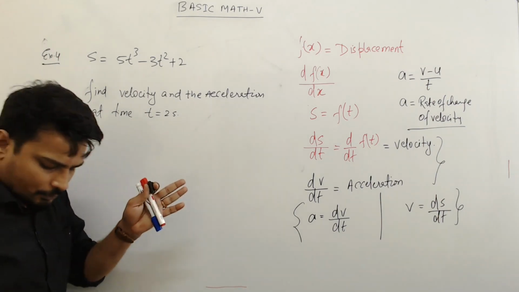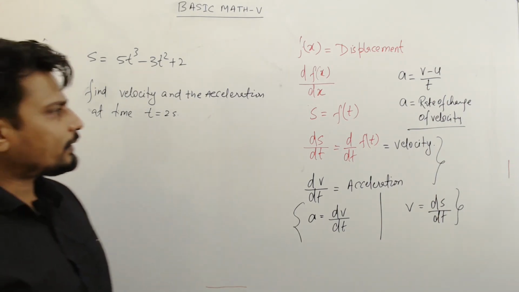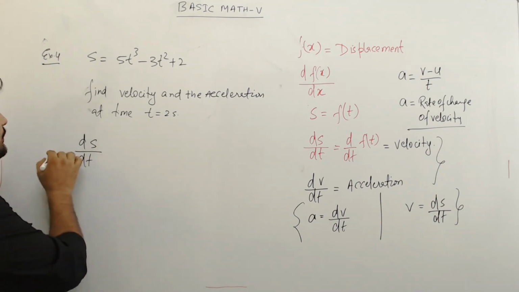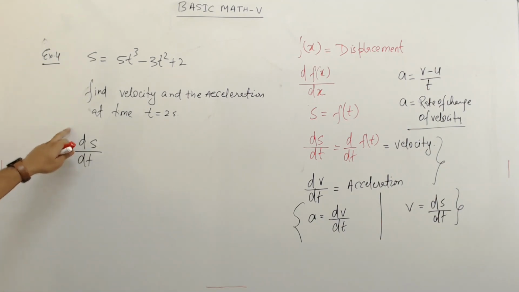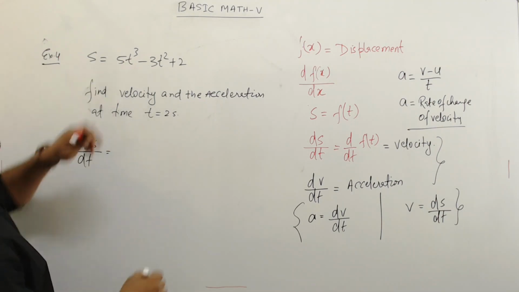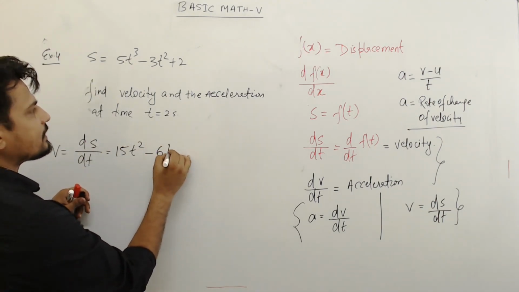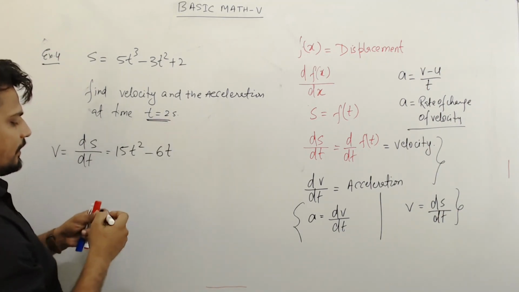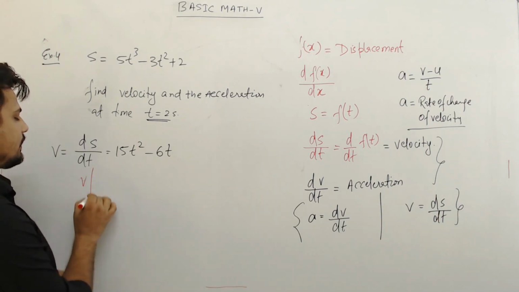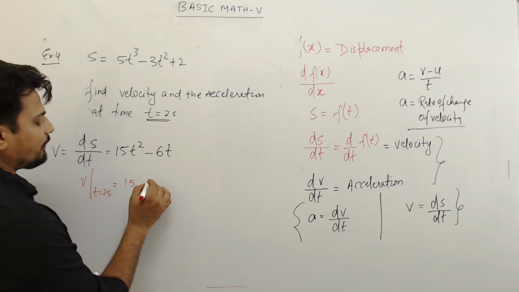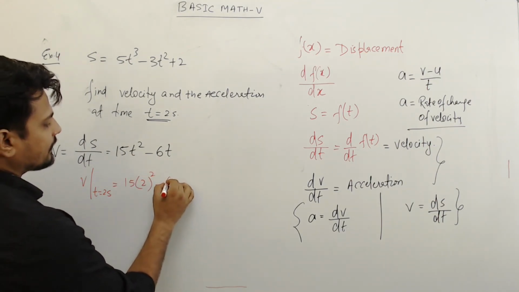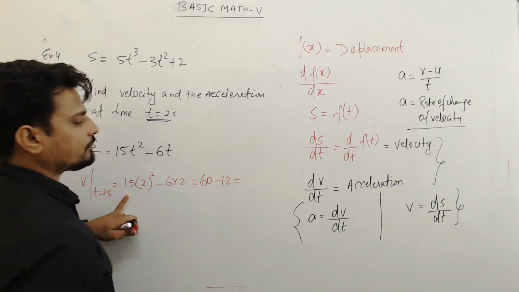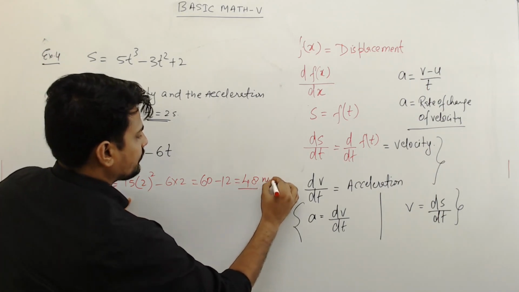If this is the format of the question given to you, you need not worry. You need to understand one thing, that this is what you have already. So let me first find ds upon dt. Why am I doing it? Because this is going to give me the velocity. So the velocity, as we all know, is ds upon dt. This is going to be 15t square minus 6t and of course plus 0. So I have got the expression of velocity. At what time do we need to find it? At time t equals 2 seconds. So the velocity at t equals 2 seconds can be easily found by replacing t by 2. So we have 15 times 2 square, 2 square is 4, 4 times 15 is 60, 60 minus 12, that is 48 meters per second.